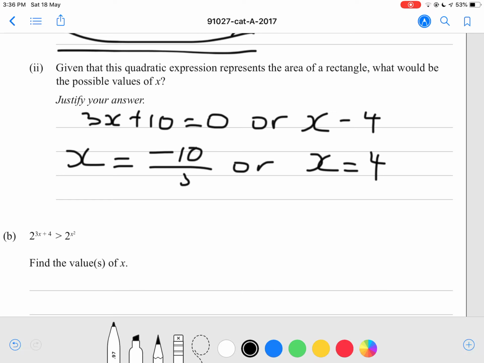So basically, because x has to be a positive number, because length has to be positive and width has to be positive, you can just say x has to be greater than 4. Because if we say x equals 4, then it will be equal to 0, and it's impossible to have a zero area or 0 length. So therefore, x has to be greater than 4 in order for this to be true.